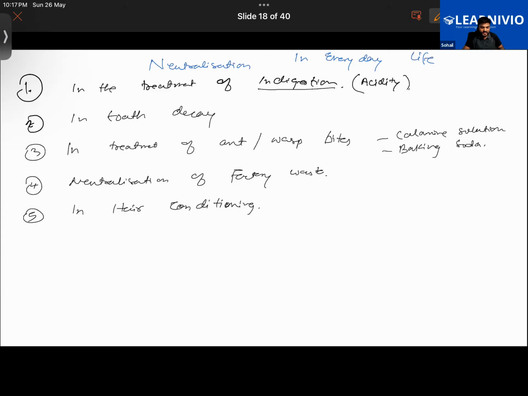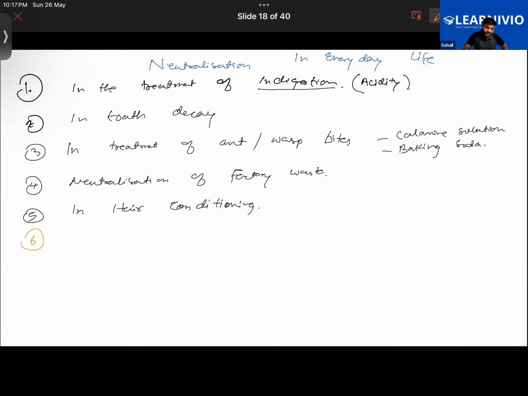So we can conclude that the reaction between an acid and a base is called a neutralization reaction. And we have also understood the importance of neutralization reaction in our daily life. So when we have pain caused due to acidity, we can neutralize it by taking an antacid, which consists of basic substances. One more important application.